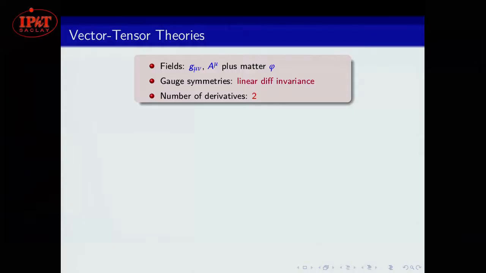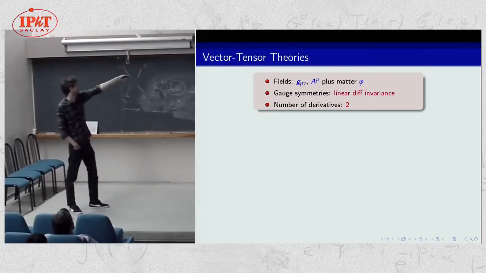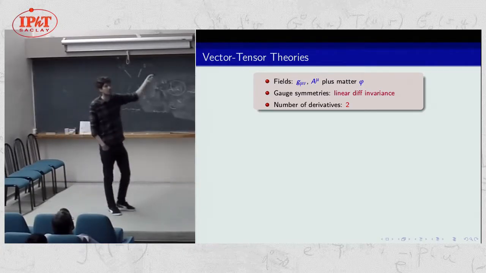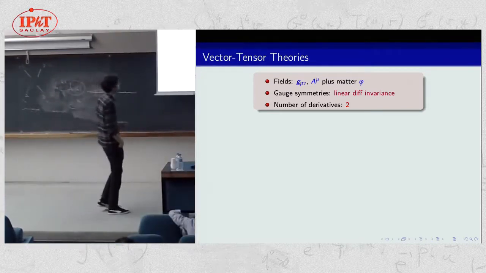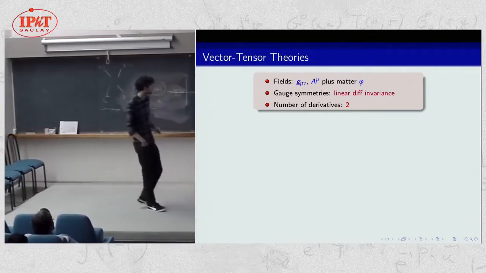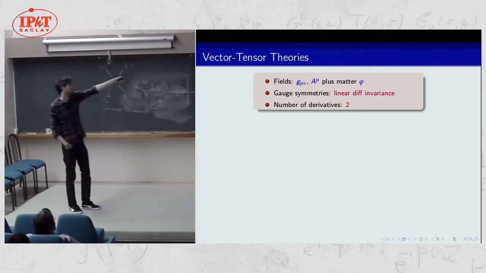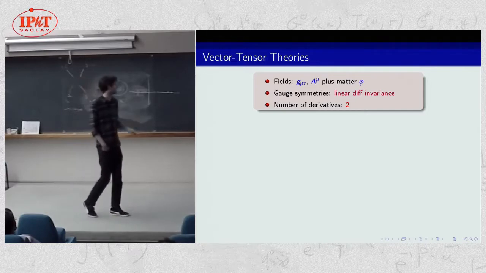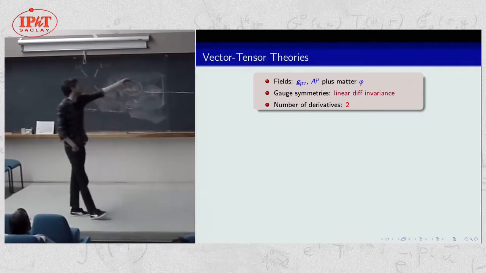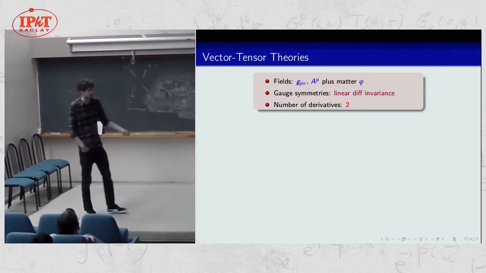So suppose I want to work with vector-tensor theories. My fields will be the metric, a vector field, plus matter. Matter, I will consider just a minimally coupled scalar field. Then I want the full action to be invariant under linear diffs, and I want maximum two derivatives, a la Horndeski, say.